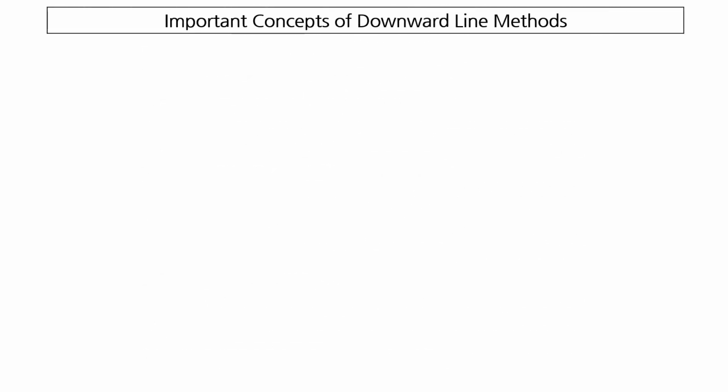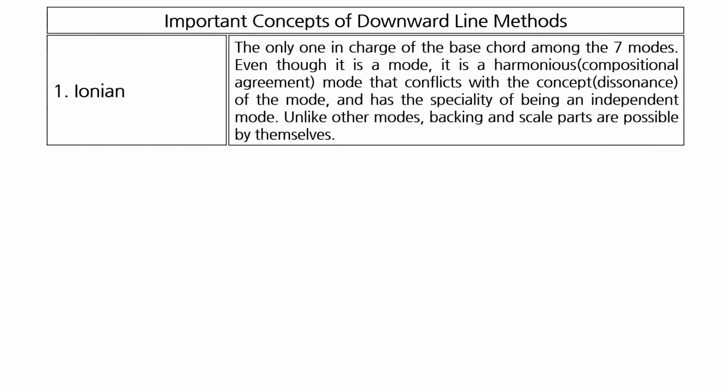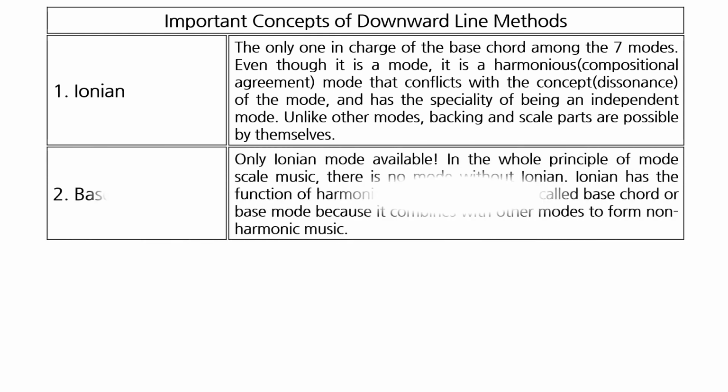Let's take a look at some of the important concepts in the downward line method. First, Ionian is the only one of the 7 modes that is in charge of the bass chord. Even though it is a mode, it has the peculiarity of being an independent mode as a cooperative mode that conflicts with the dissonance, which is the concept of the mode. Also, unlike other modes, it can act as a backing and scale by itself.